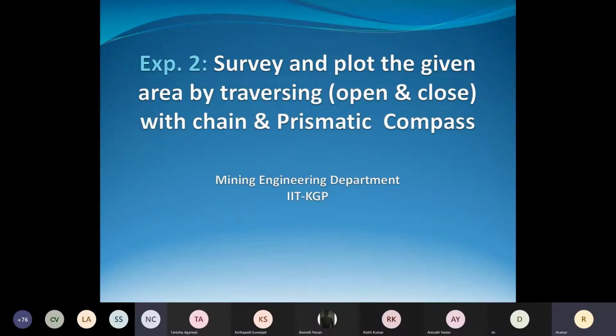So, experiment number 2 is to survey and plot the given area by traversing. Traverse can be open or closed, with chain and prismatic compass. Okay, this is our experiment number 2. First we will go through some basics and fundamentals, then we will show a small video. We try to make it easy for understanding purposes.